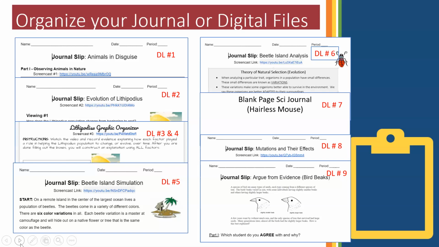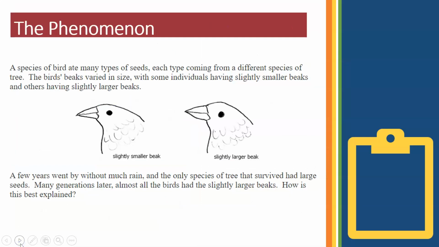Now for today's related phenomenon. There was a species of bird that ate many types of seeds, and each type of seed came from a different species of tree. The bird's beak varied in size, some individuals having slightly smaller beaks like you see here, and others that had slightly larger beaks like you see here. Now, a few years went by without much rain at all, and the only species of tree that survived had large seeds. Many generations later, almost all the birds had the slightly larger beaks.